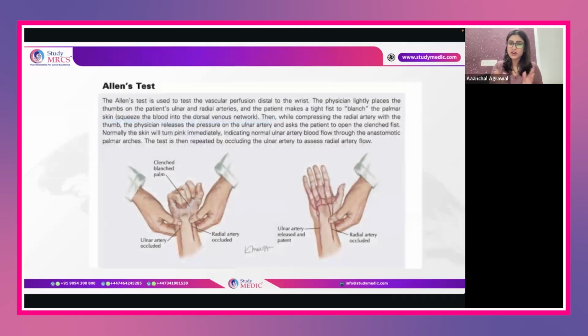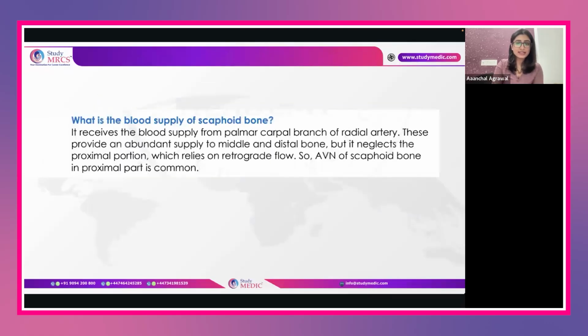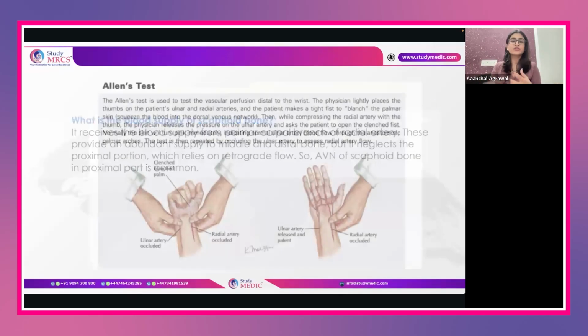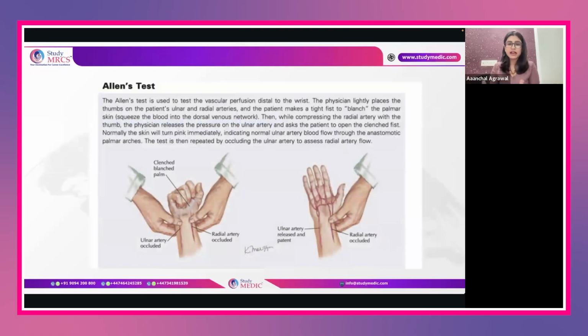Okay, now comes Allen's test. Why did I add Allen's test? In the exam, the question will flow in this manner. Here you are speaking about the palmar carpal branch of the radial artery. We have mentioned some arterial supply. Then they will go into Allen's test of the arterial supply.